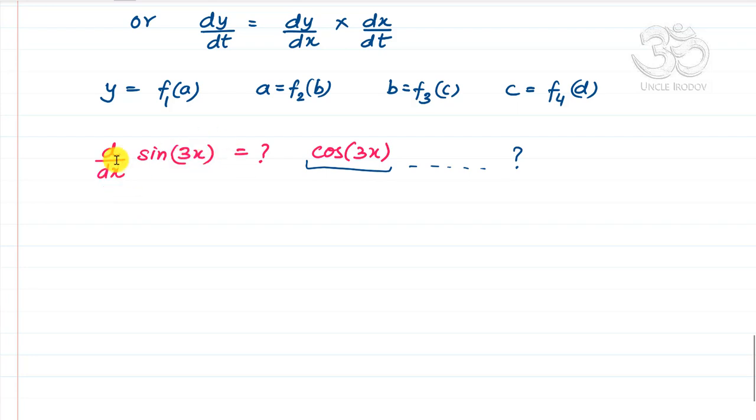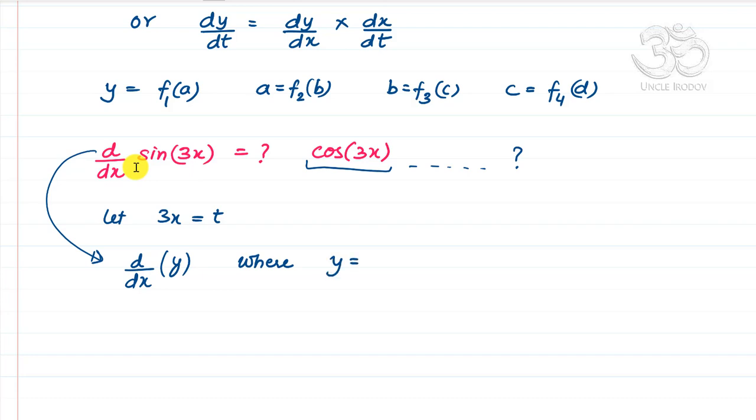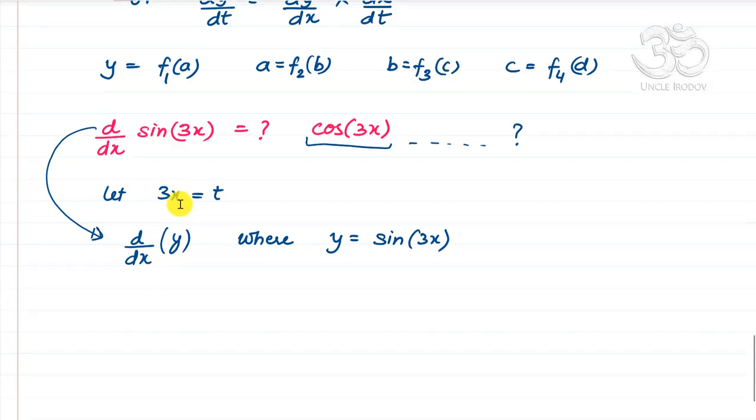Right, so this is a very easy example. We can see this example in two different ways, but I'm going to show you maybe the chain rule way. In the chain rule way, we say that let 3x be equal to t. Then I was originally trying to find out d by dx of a function y, where the function y is sine of 3x. This is what I was originally trying to find out.